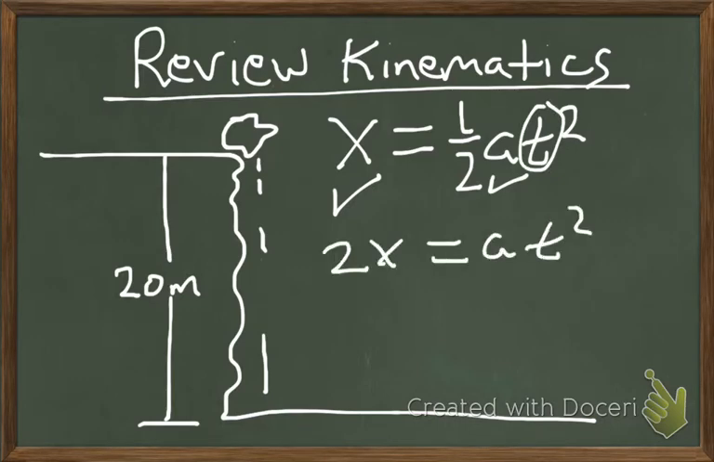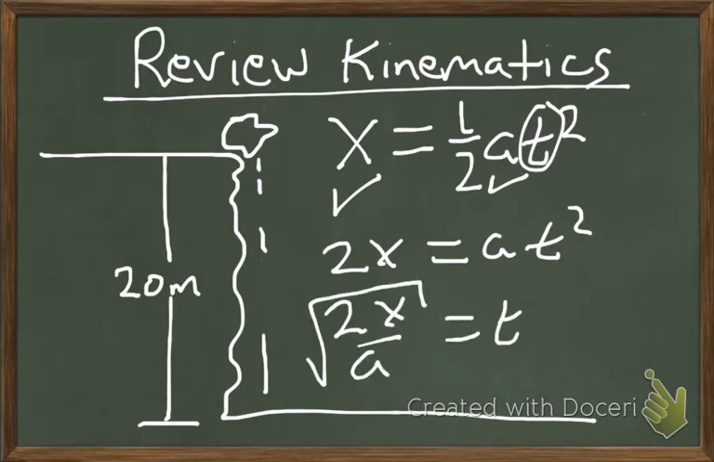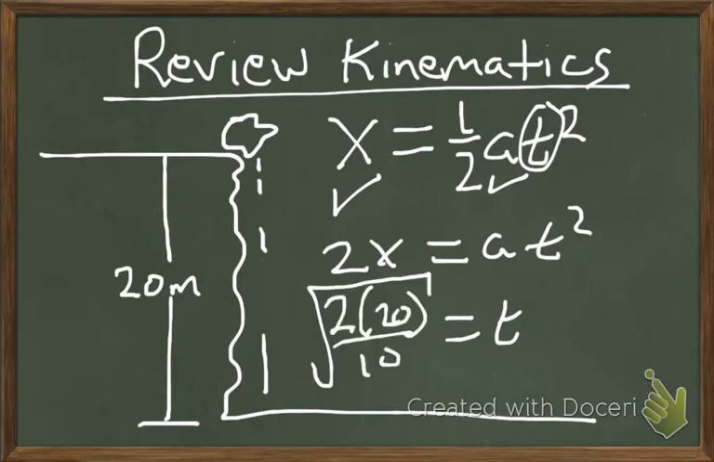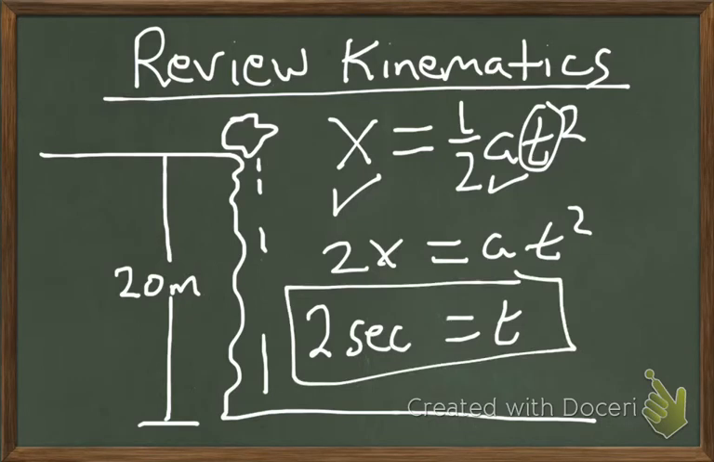Alright, so a little bit of algebra, and isolate t, and then we want to plug in our numbers. Again, this is just quick algebra. And when I plug in everything I know, and actually get a number for this, I get about 2 seconds. So it takes 2 seconds to fall that distance.